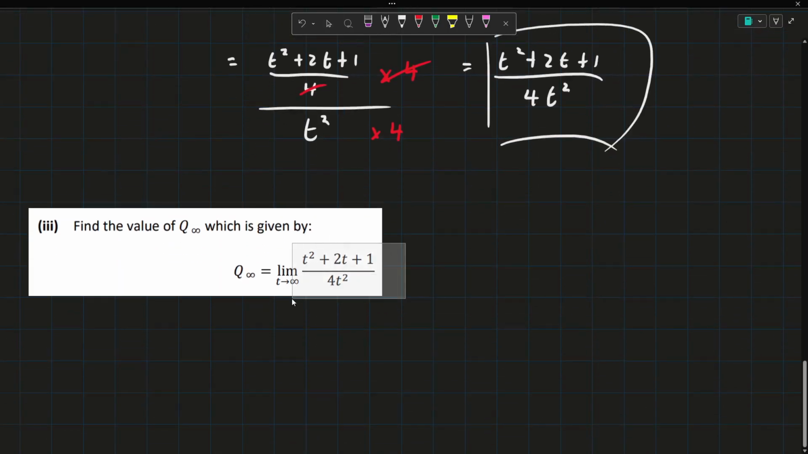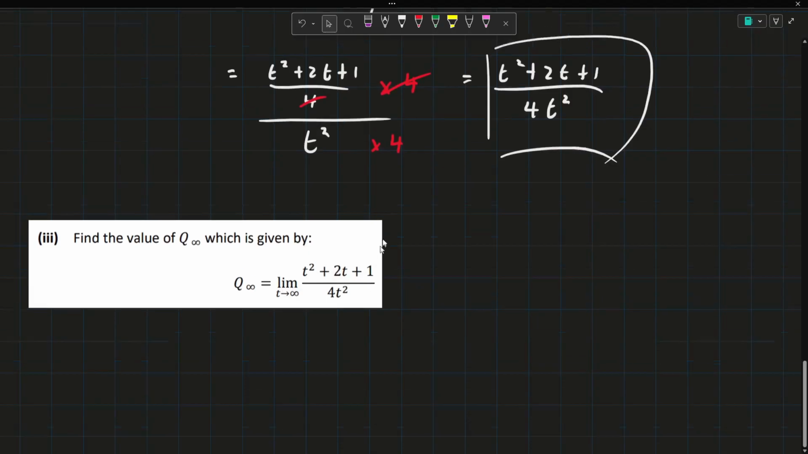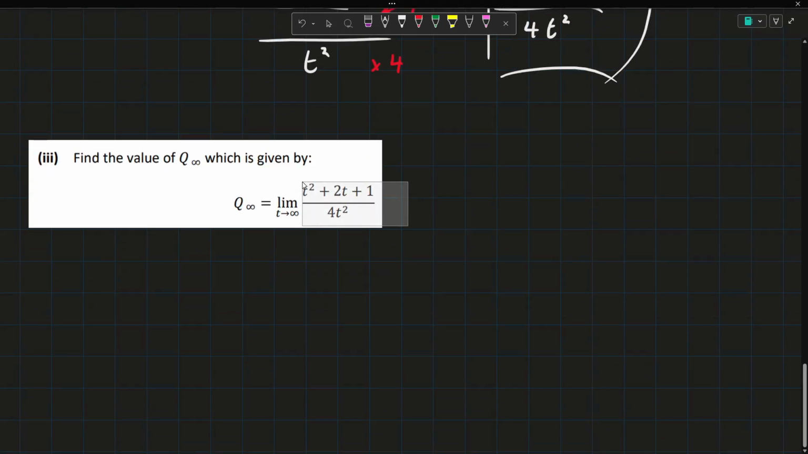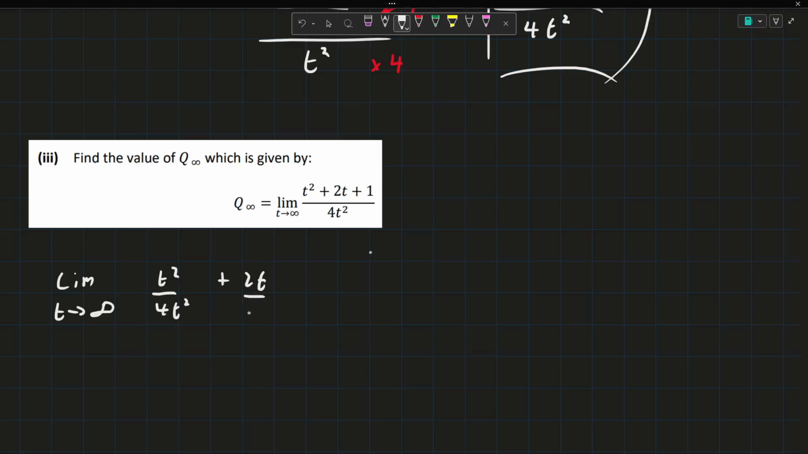Then we're basically asked to find what happens as t goes to infinity. So the fastest way to do this is if we split up this fraction, it'll be a bit easier to see what to do. Or alternatively, you could divide everything by t squared, but I think splitting it up is a bit more straightforward. So you want to see what happens as t goes to infinity. And we're going to have t squared over 4t squared plus 2t over 4t squared plus 1 over 4t squared. And we can simplify this a little bit.